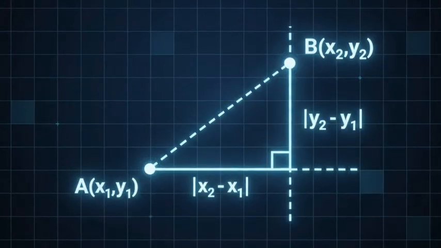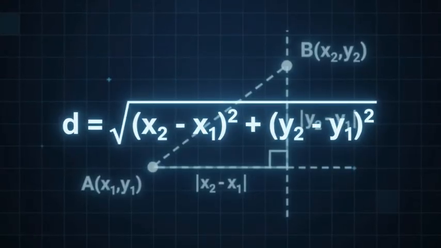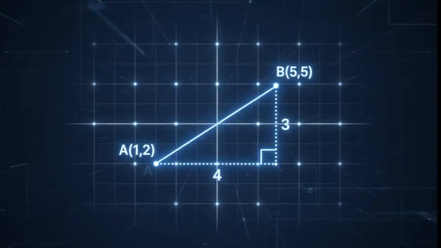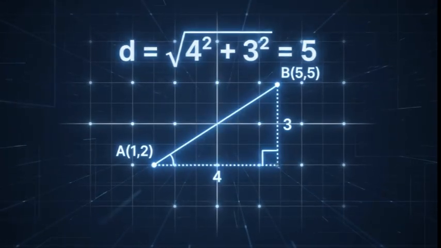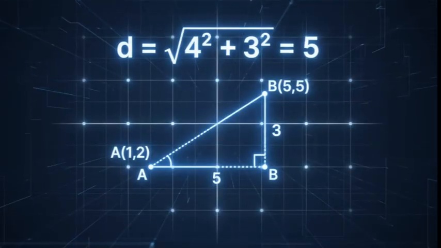To find the distance between 2 points, we use the distance formula. It comes directly from the Pythagorean theorem applied to the horizontal and vertical differences between the points. For example, between the points (1, 2) and (5, 5), the horizontal difference is 4 and the vertical difference is 3. Therefore, the distance is 5 units.